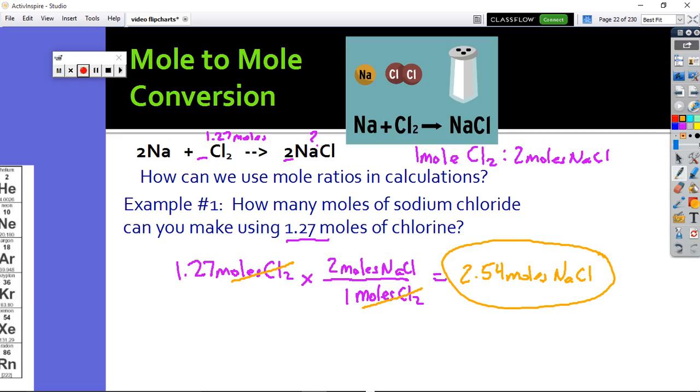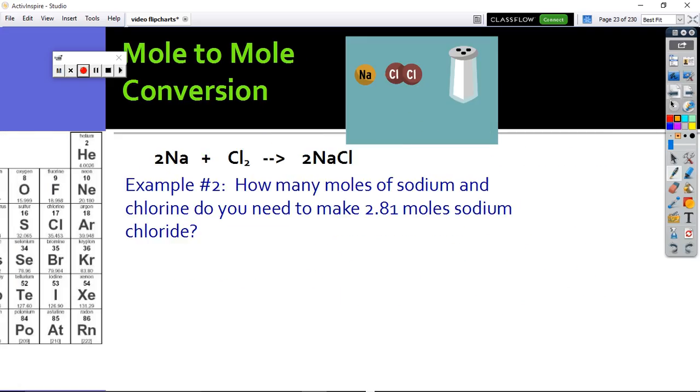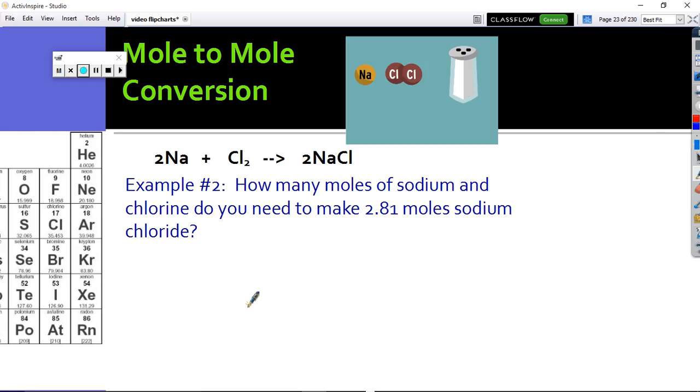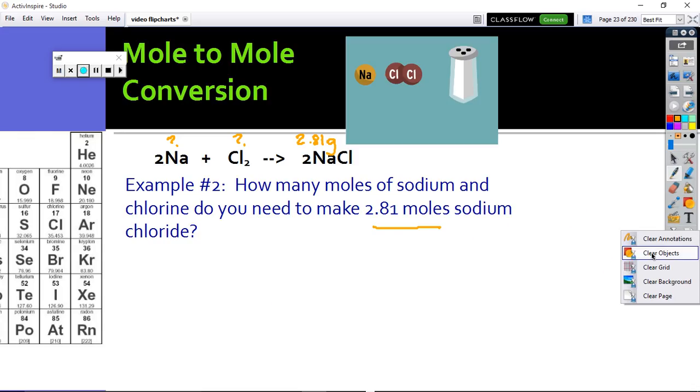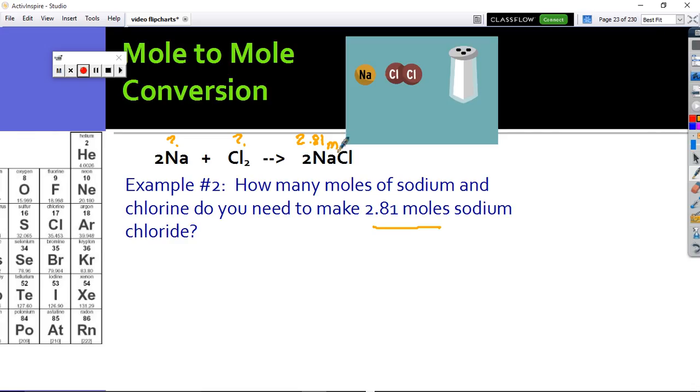Let's try another. Okay, same balanced chemical equation. How many moles of sodium and chlorine do you need to make 2.81 moles of sodium chloride? In this case, I'm solving for sodium and chlorine. So I'm going to have two different factor label methods.